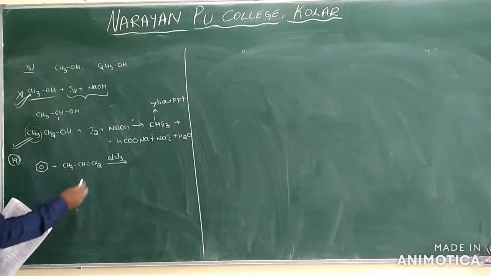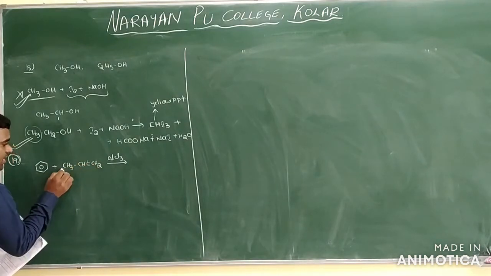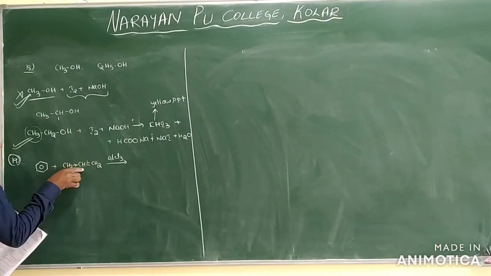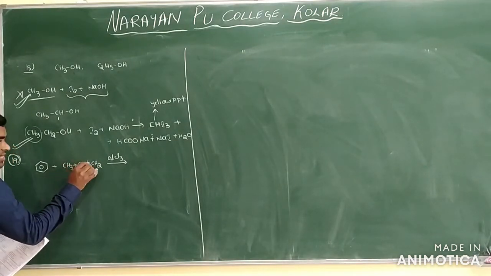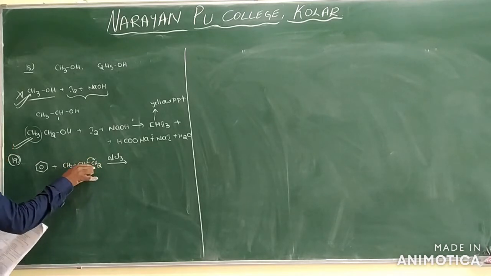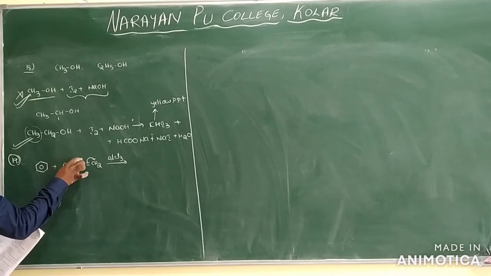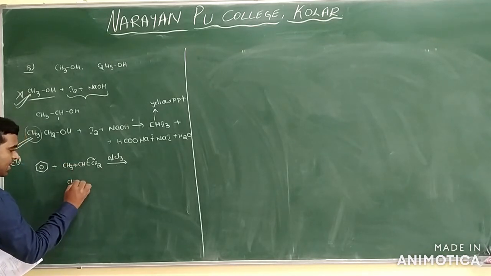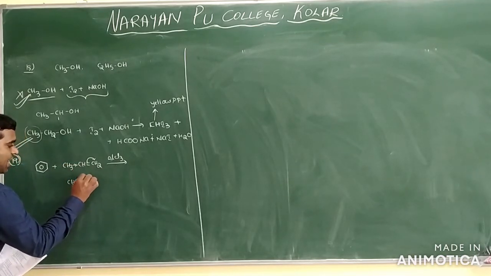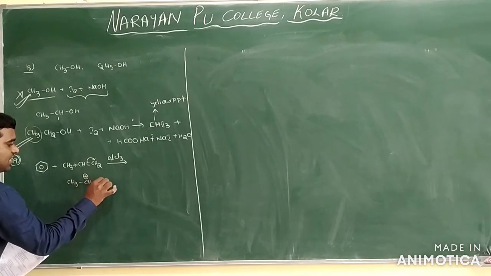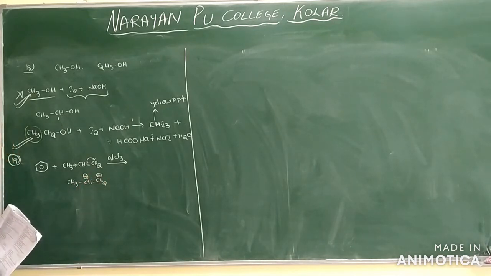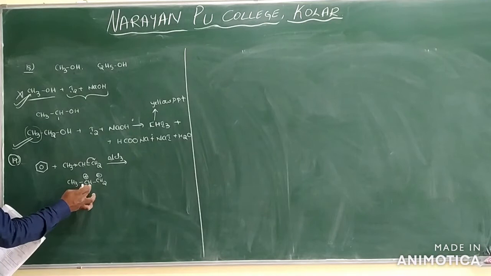You know that here this bond's electron is an electron donating group. It donates electrons to this carbon, and this carbon gives the electrons to the terminal carbon. This carbon is gaining electrons and this carbon is losing electrons. So what you will get here is CH3, CH plus and CH2 minus. So here a carbocation is there.